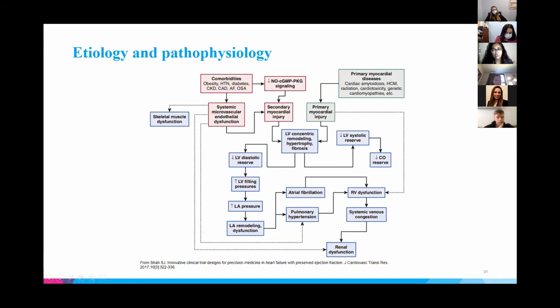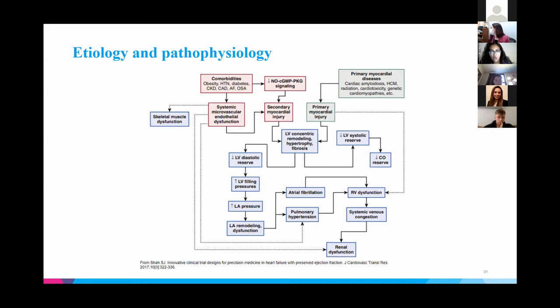So HFpEF can result from primary or secondary myocardial injury, with the latter being more typical of the syndrome. Comorbidities are thought to lead to systemic inflammation, which is then associated with systemic endothelial dysfunction and decreased nitric oxide, cGMP signaling that results in secondary myocardial injury. Other diseases such as cardiac amyloidosis and hypertrophic cardiomyopathy can result in primary myocardial injury.